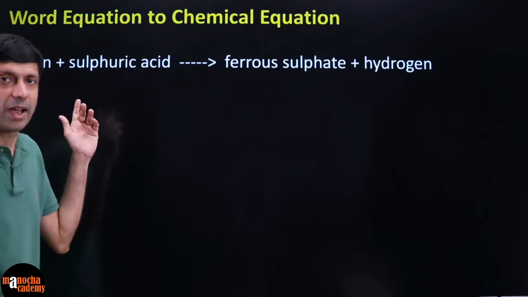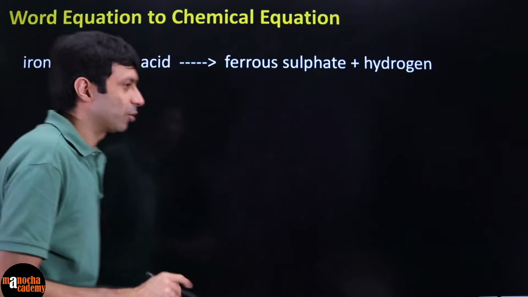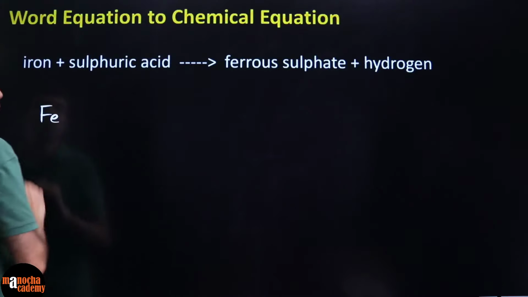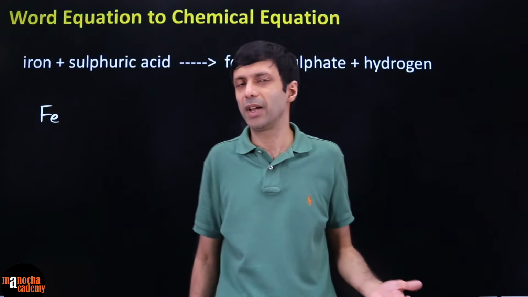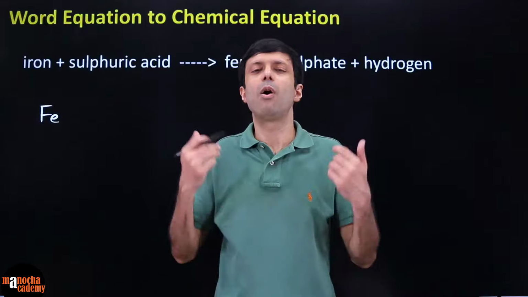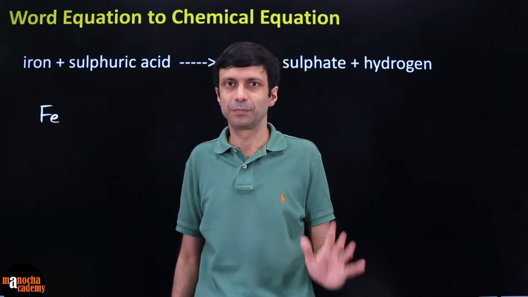Iron, what is the symbol of iron? Iron is not I. I is for iodine. So iron I'm going to represent as Fe. Since iron is an element, we'll use atomicity. What is the atomicity of iron? Iron is a metal. All metals are monoatomic. So we don't have to write Fe1, Fe is fine.